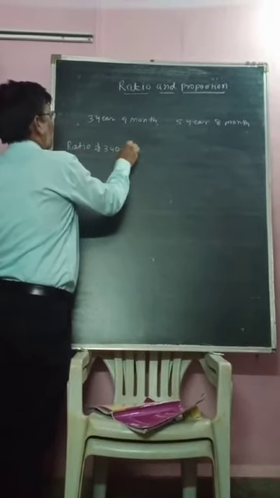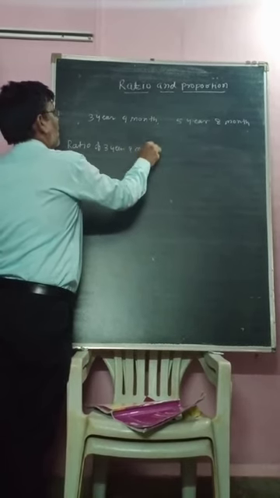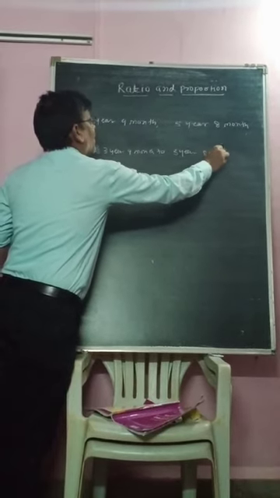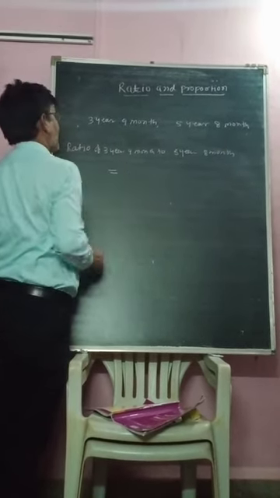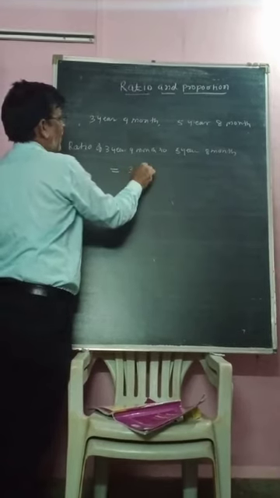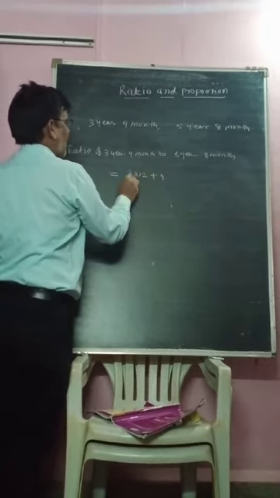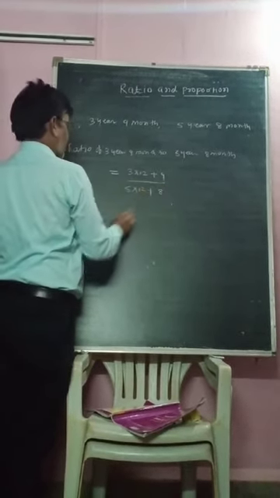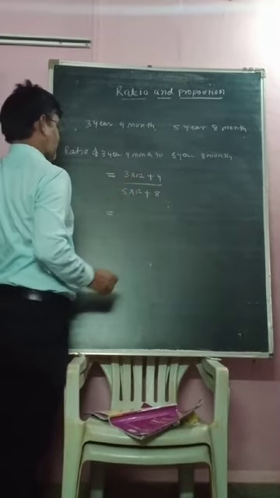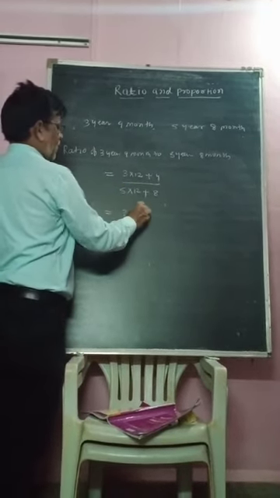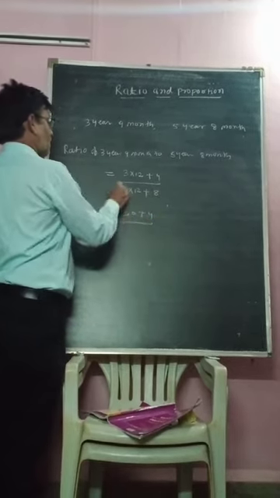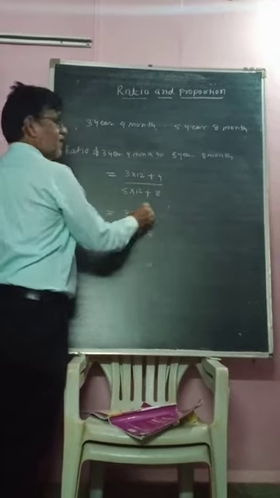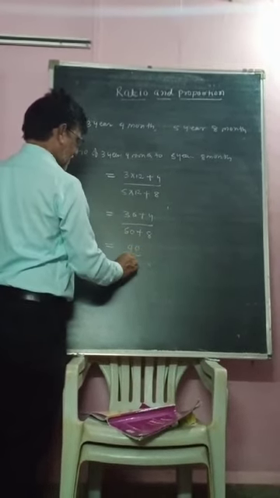The ratio of 3 year 4 month to 5 year 8 month is equal to, see, 3 year means 3 into 12 month plus 4 month upon 5 years means 5 into 12 month plus 8 month. So 12 3s are 36 plus 4 upon 12 5s are 60 plus 8. So it is 40 by 68.